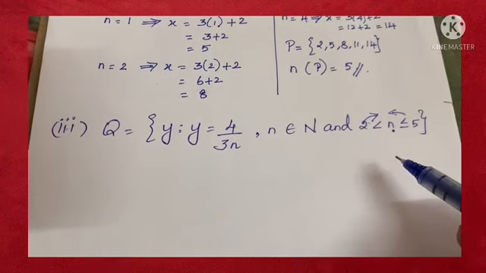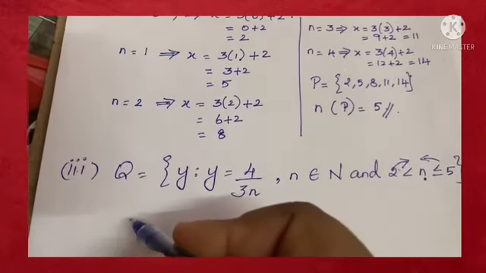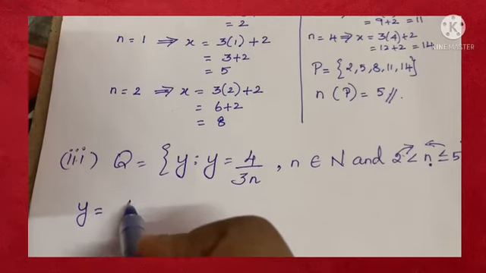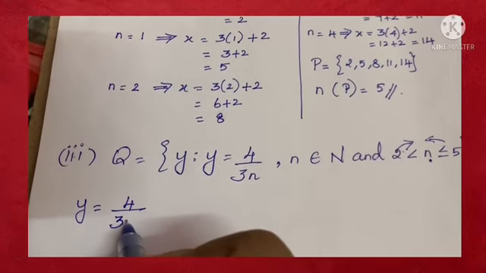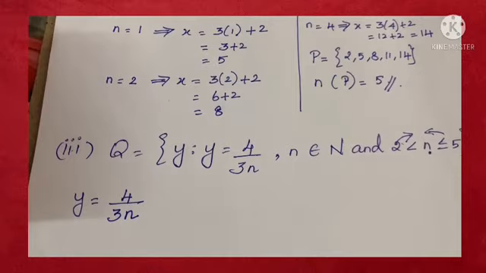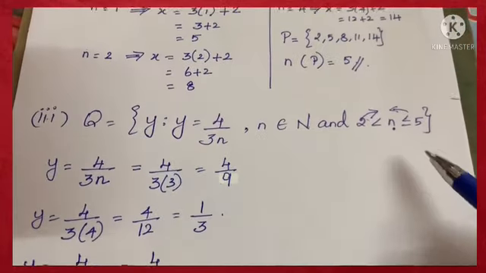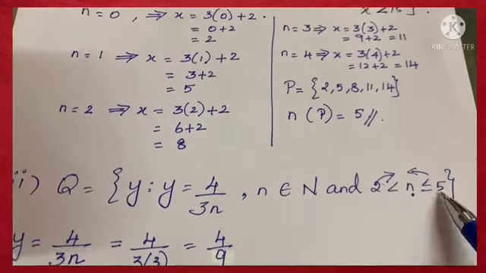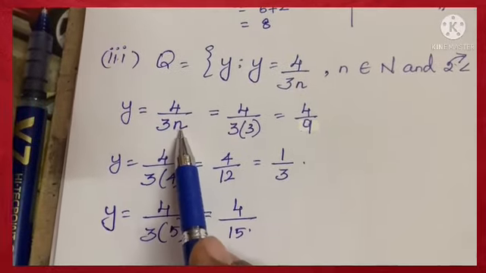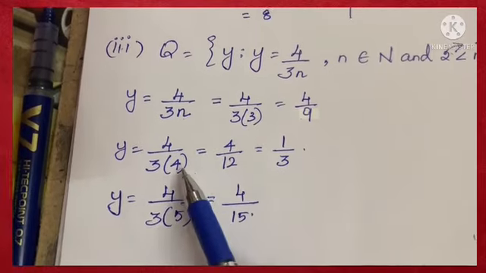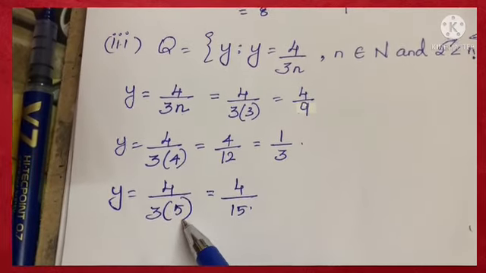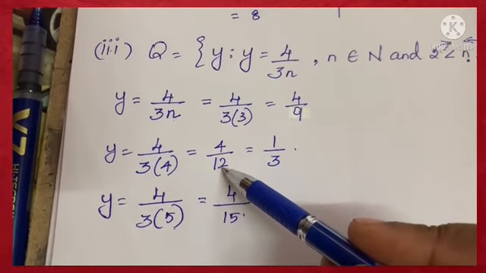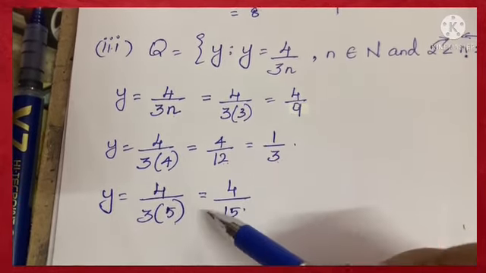So what will I write now? Y equal to 4 by 3n. So you know n values are going to be 3, 4 and 5. So what I have taken is, in the place of n we have substituted 3, 4 and 5. So the answers are going to be 4 by 9, 4 by 12, which when cancelled you will get the answer as 1 by 3, and 4 by 15.